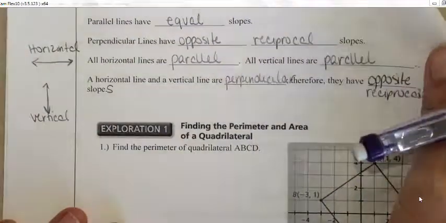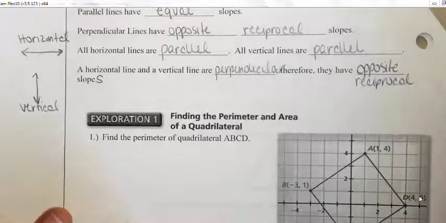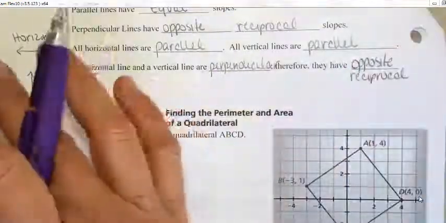So all perpendicular lines have opposite reciprocal slopes. And it will look opposite reciprocal. It's just going to look really strange when we actually talk about the slopes of horizontal and vertical lines.